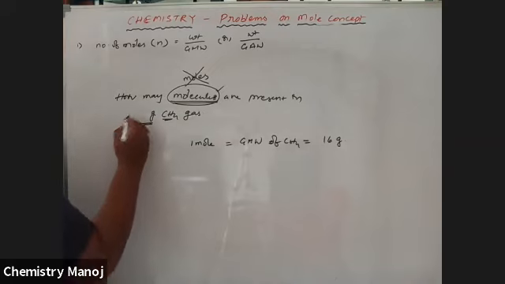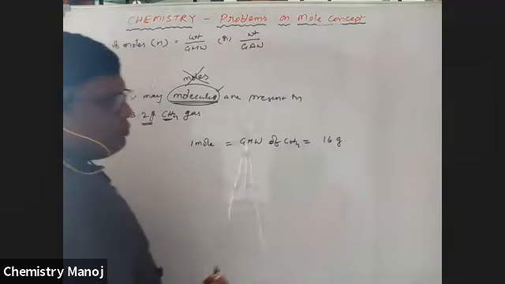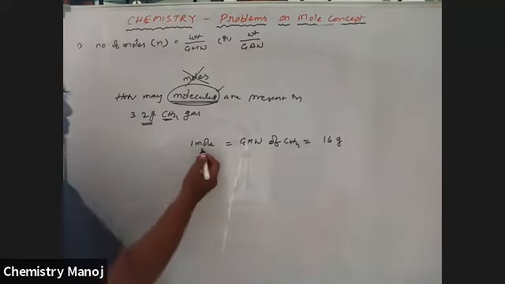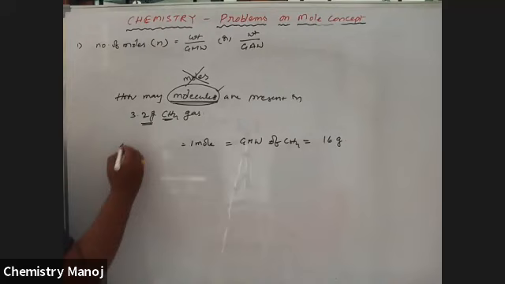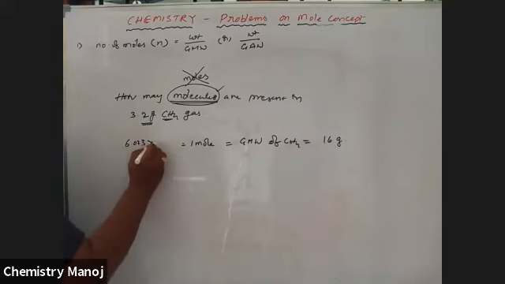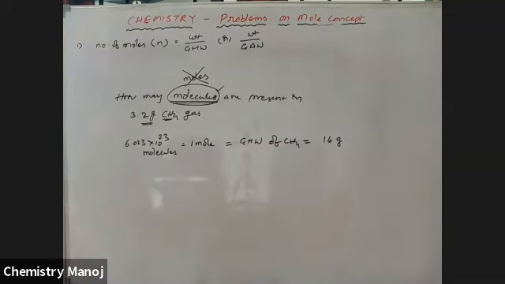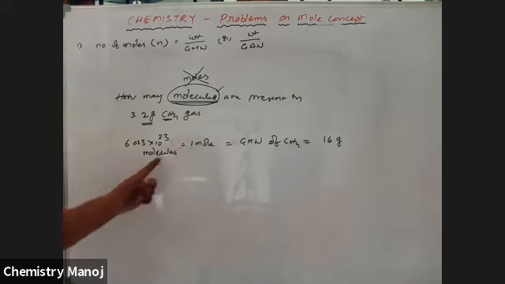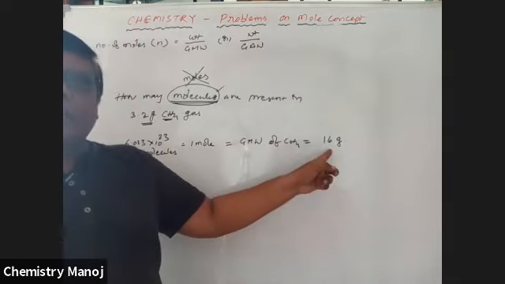Now I'm going to change this value for our calculation purpose. Let it be 3.2 grams. So 16 grams methane is equal to 1 mole. And 1 mole, in terms of molecules, is 6.023 into 10 power 23 molecules. So 1 mole is equal to this many molecules. The gram molecular weight of methane is 16 grams.